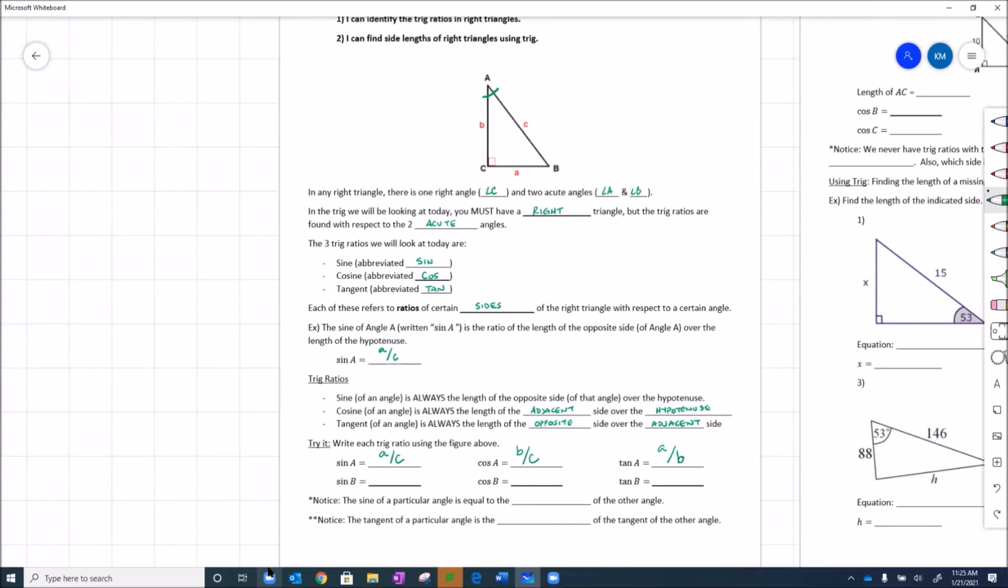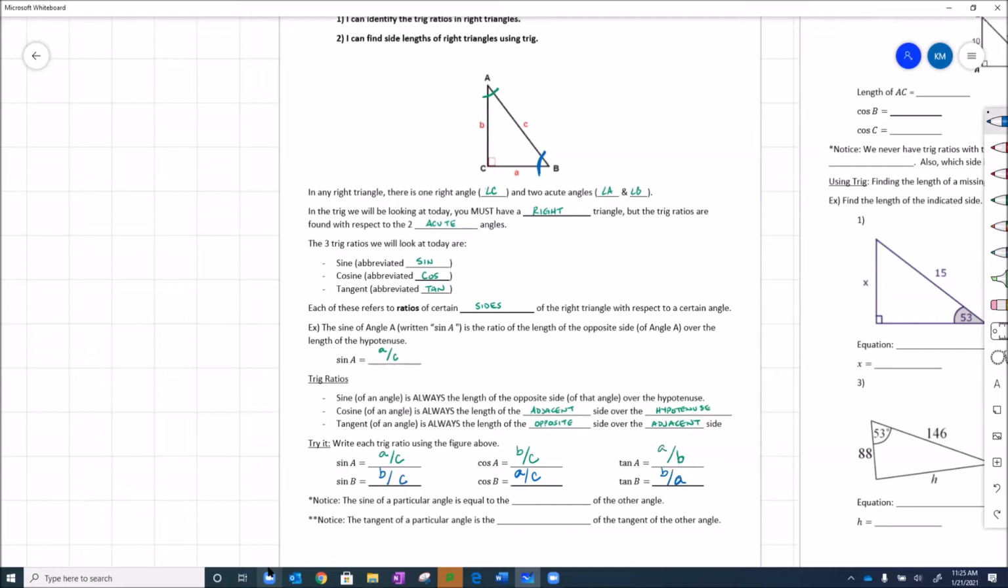Okay. Now, if we do the same thing with sine B, so now we're looking from B's perspective. Sine would be the opposite from B, which is B, over the hypotenuse C. Cosine would be the adjacent, again, that's A, over the hypotenuse, C. And tangent would be the opposite over the adjacent, B over A.